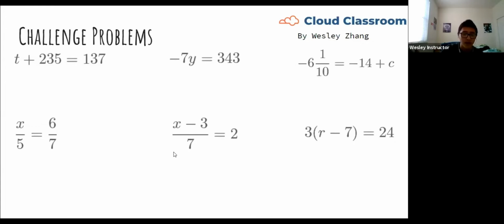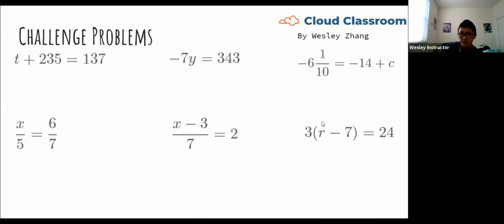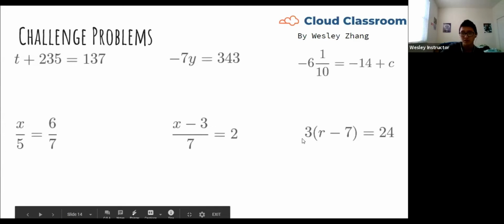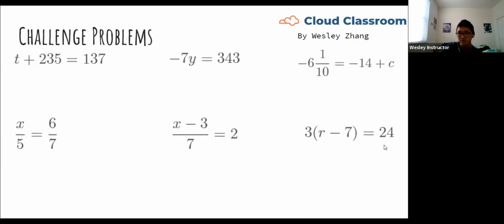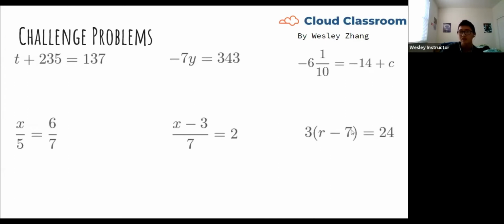I'll repeat the fourth one after the last one. All right, 3 times the quantity of r minus 7 equals 24. We could do this multiple ways. We could multiply the 3 into the parentheses, but that would just make it harder for us. We're actually adding an extra step by doing that. The easiest way would be to just divide each side by 3 first. So we get rid of this 3, and we get r minus 7 equals 24.